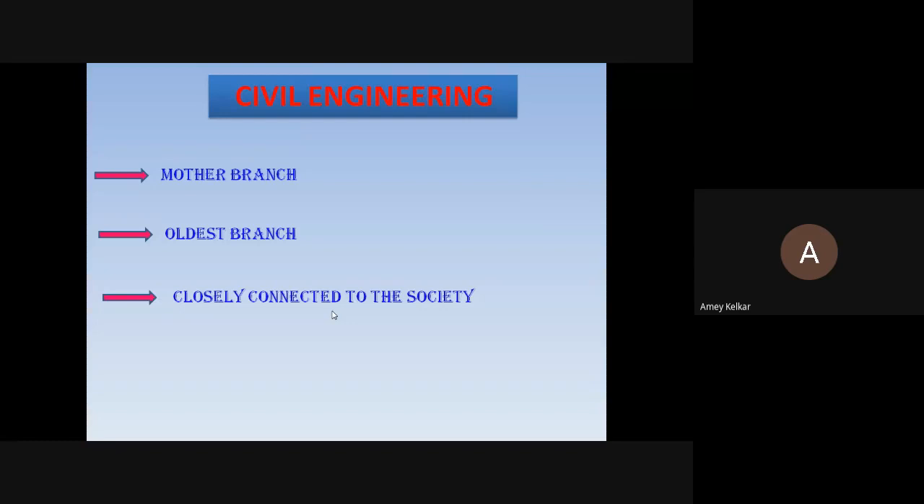Now, in case of medical emergencies, if you want to transfer some patient from one city to another, the airport facilities in the tier 2 cities have developed so nicely that we are able to connect to different cities very easily. That is what is civil engineering.